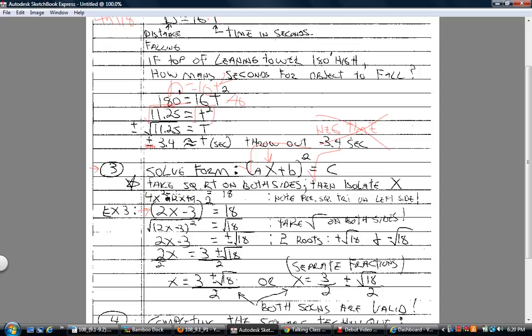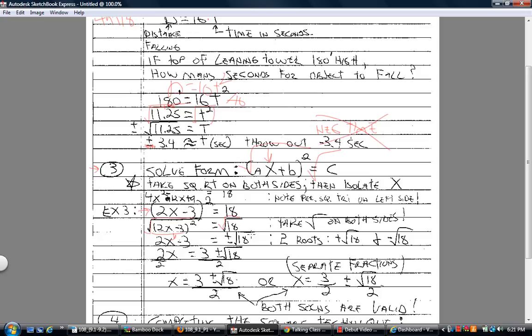So here we go. What do we do to solve for x? I need to break away the parentheses and the squaring. In one fell swoop, the square root on both sides does the job. However, when you take the square root of a number, don't forget it's a plus or minus. The base drops down, so you get 2x minus 3 equals plus or minus the square root of 18.